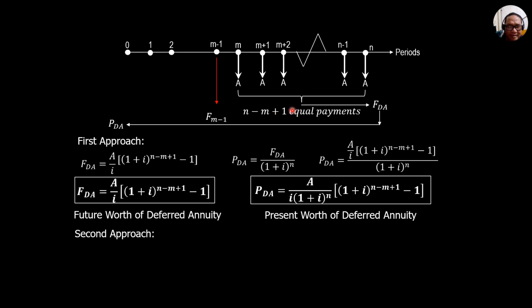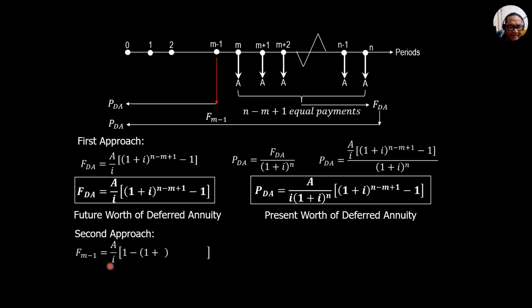So, if you can recall the present worth of ordinary annuity, which is future worth over 1 plus i to the n, or the formula that I memorized, which is A over i, quantity 1 minus quantity 1 plus i to the negative n, I replace that negative n by the negative of this quantity here. So, project it to the present afterwards, once we compute this, by just dividing it by 1 plus i to the power n minus 1. So, that's the present worth of deferred annuity.